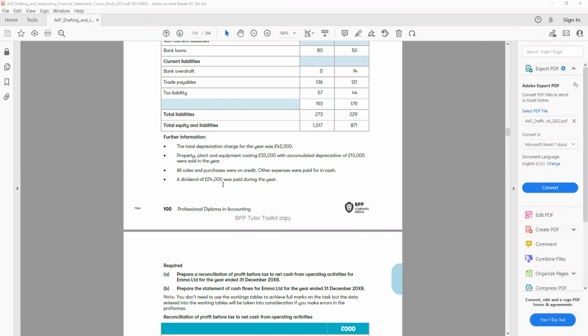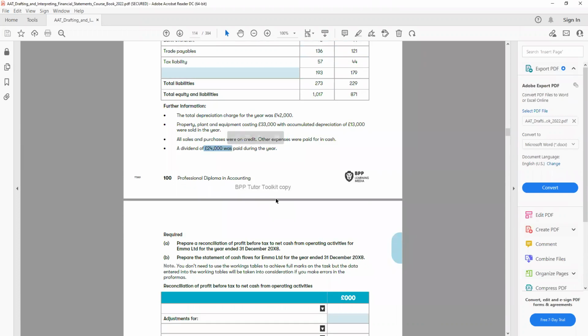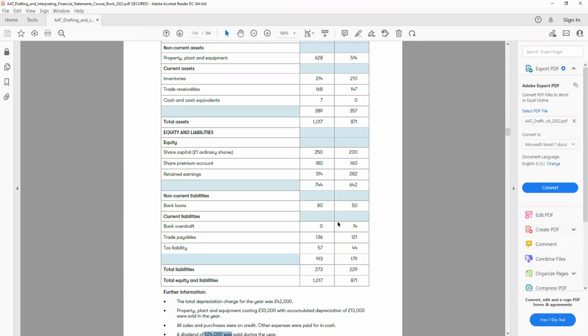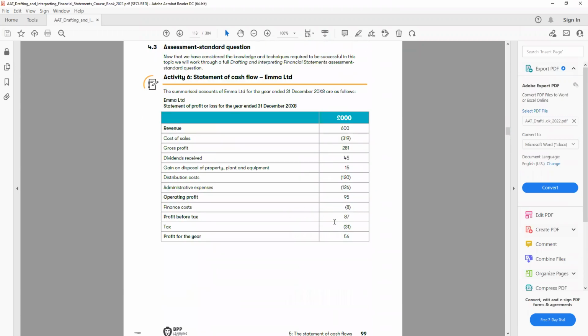Dividend payment 24. So we pay dividend. This is the financing activities. So we pay dividend 24. Remember that dividend paid and dividend received is a different thing. And that's it. So now we're going to prepare our cash flow statement.